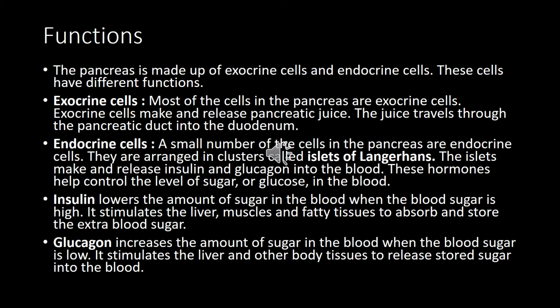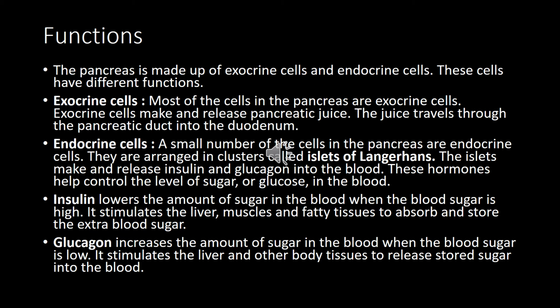Here we come to the function of the pancreas. The pancreas has both types of cells, exocrine cells and endocrine cells. The exocrine cells produce secretions which travel with the help of a duct or tubular structure from one part to another, while the endocrine cells directly secrete their secretions into the bloodstream. The exocrine cells of the pancreas produce the secretion known as pancreatic juice, which travels through the pancreatic duct to the duodenum, where it takes part in digestive activity.